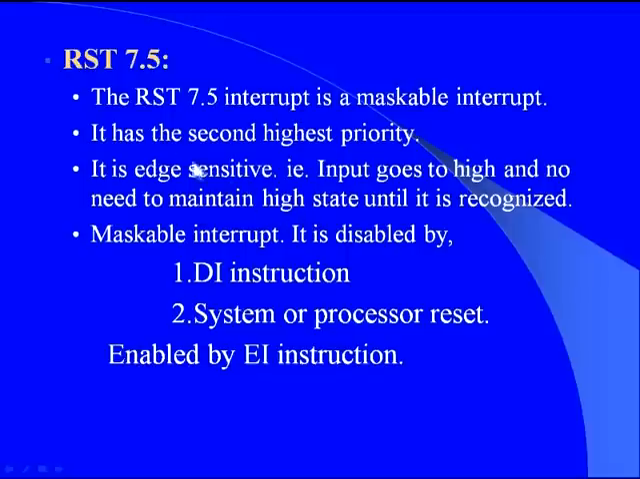Then RST 7.5, it is a maskable interrupt. It has the second highest priority. It is edge sensitive, that is, input goes to high and there is no need to maintain the high state until it is recognized. It can be disabled by using the DI instruction, disable interrupt, or by system or processor reset, or after recognition of the interrupt. It is enabled by the EI instruction.